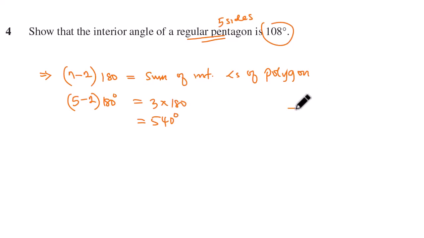Now, it looks like this. This is not drawn to scale, but we are assuming this is a regular pentagon, and we want to show that each of these angles here is equal to 108 degrees. So how do we show it?